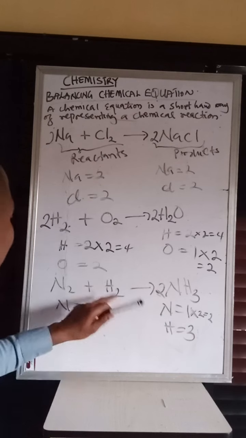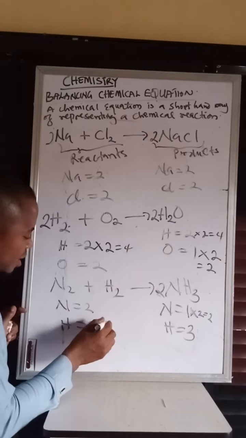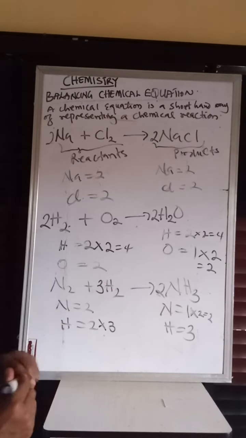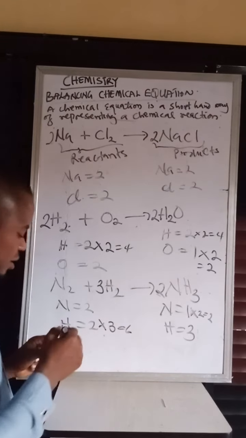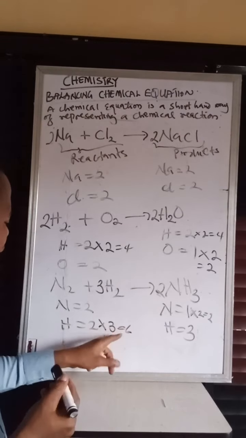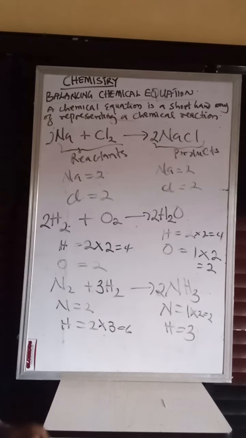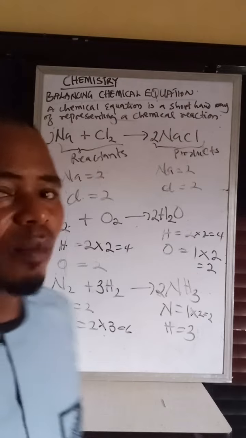So what do we do to make this hydrogen equals to the 6 on this side? We'll come here and multiply here by 3. Now I will put the 3 here. And if I do that, 3 times 2 will be equals to what? 6. So on the left hand side, I have 6 atoms of hydrogen, 2 times 3, 6 atoms of what? Hydrogen. And the equation is what? Balanced.